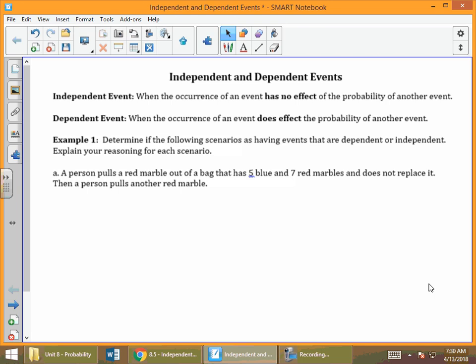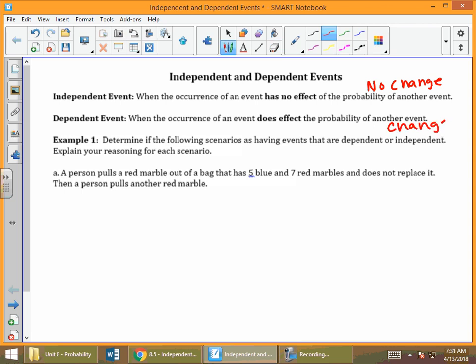So independent event, how I like to think of it, there is no change. Independent, there's no change. Dependent, there is a change. Independent, nothing is changing. Dependent, something is changing. And as we go through these examples, we'll see some trigger words that will help you decide whether or not events are independent or dependent just based off what's happening.